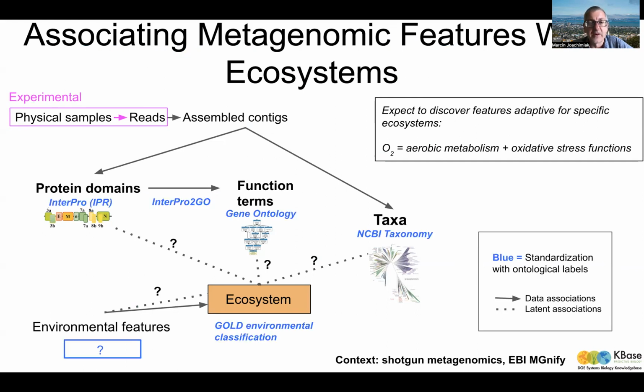We have a number of underlying ontological namespaces that support this analysis. However, for environmental features, that data is poorly standardized and not amenable to this analysis. Importantly, the ecosystems are classified using the GOLD environmental classification, and that was one aspect of the EBI curation. We expect to discover features that are adaptive for specific ecosystems. For example, presence of oxygen could be associated with aerobic metabolism and oxidative stress functions.